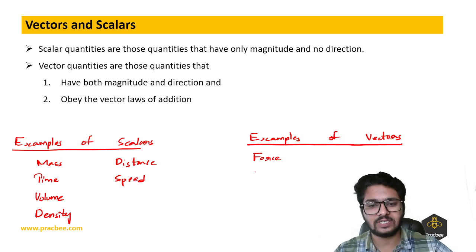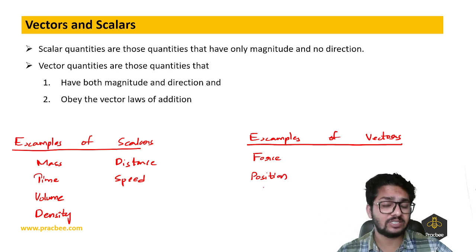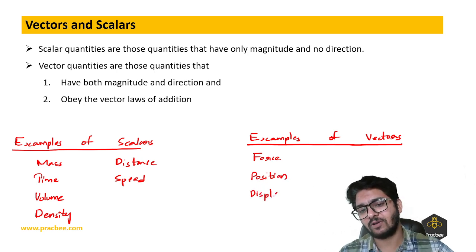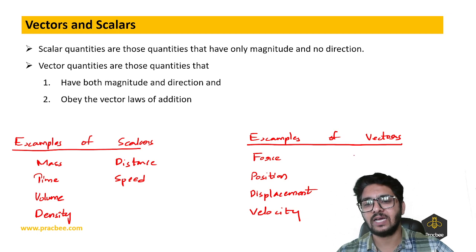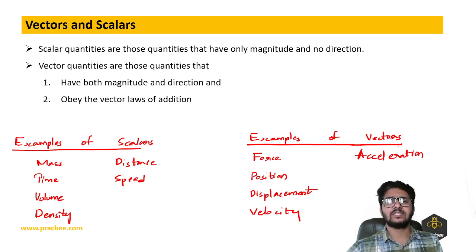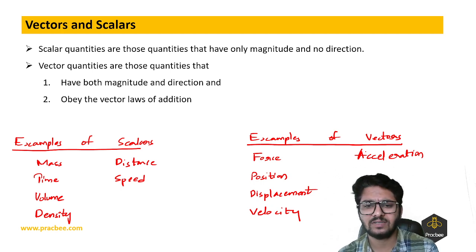Then obviously we'll start with terms regarding motion. Position is an example of a vector. Displacement is an example of a vector. Then you have velocity, which is again an example of a vector. We have acceleration, which is an example of a vector. We'll be going into many other examples as you proceed further. The classic examples, right? Simple.